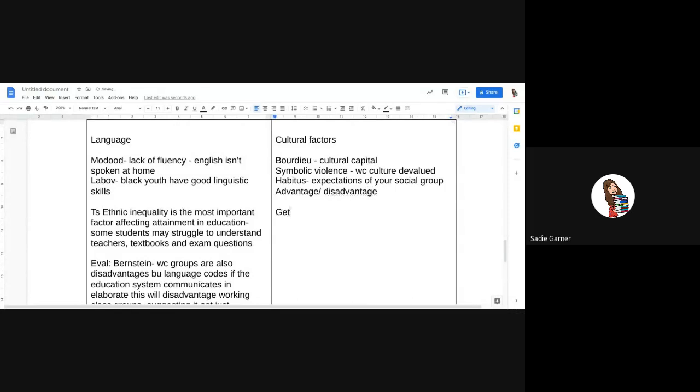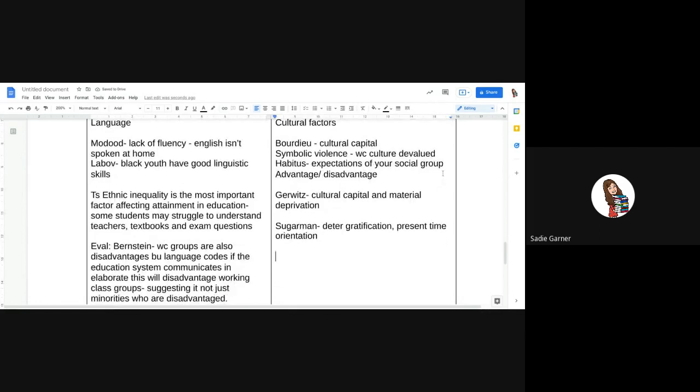Gerwitz. It is both cultural capital and material deprivations. Like, she's standing in between Bourdieu and Smith and Noble saying, look, you're both right. And you can also do Sugarman there, that working class don't tend to defer gratification. They tend to be very present time orientated. I would note that's often because they don't have the privilege to think about the future, but they are good terms and help us consider some kind of cultural elements, I suppose.